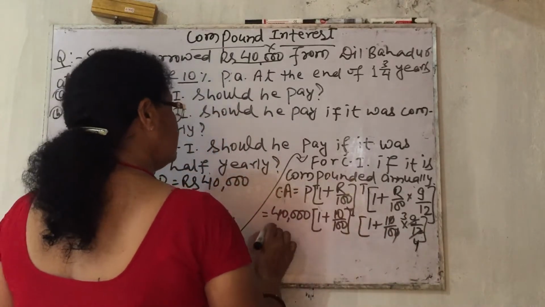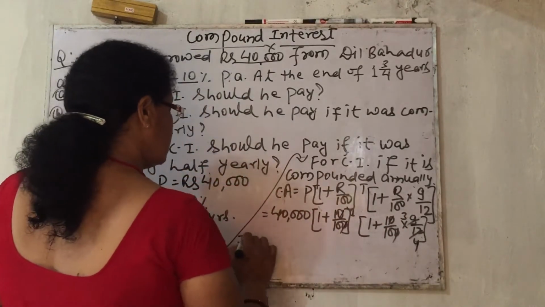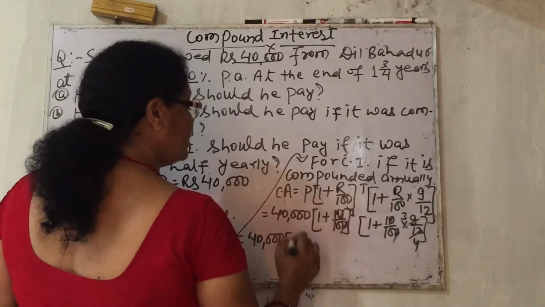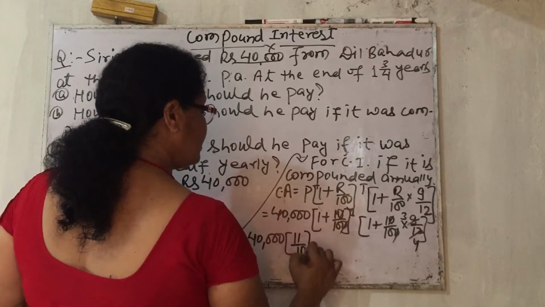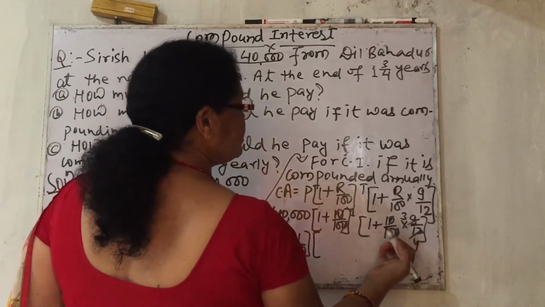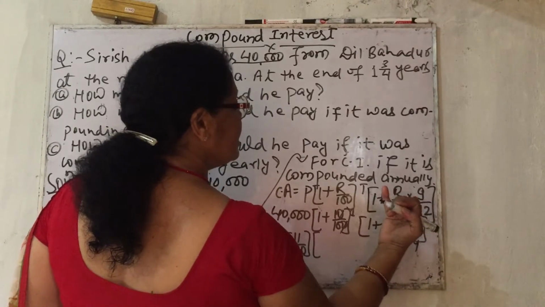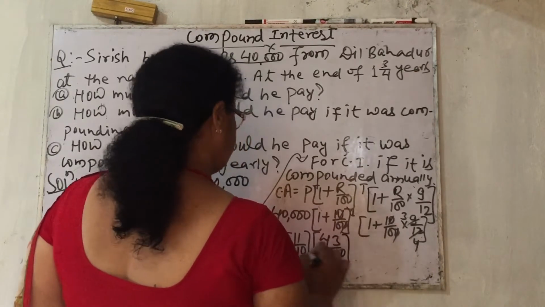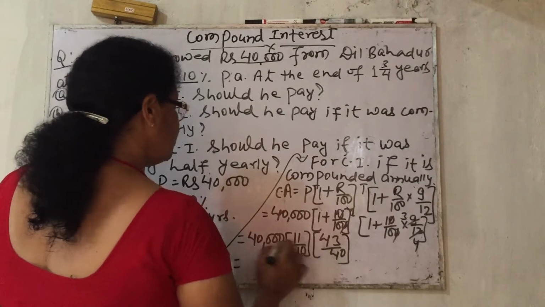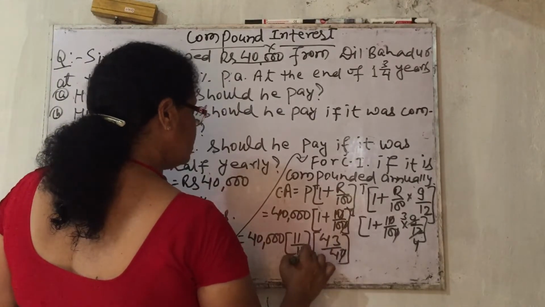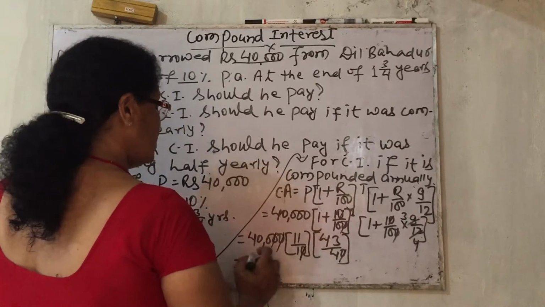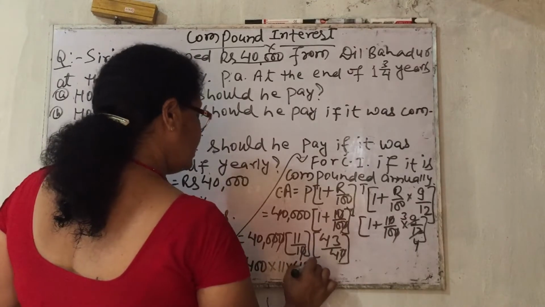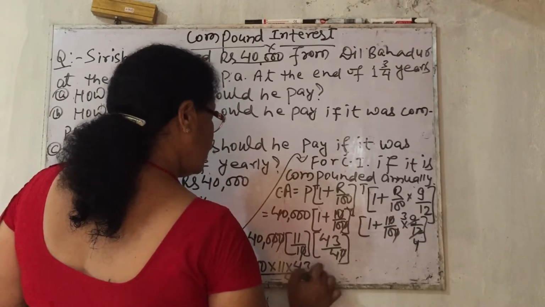So it became now, the zeros here also cancel, equal to 40,000, and here 10 and 1 are 11. 11 by 10 into, and here 10 4 are 40, 40 and 3 is 43. Altogether it is 43 by 40. Now it will be how much? The zeros cancel. Now let's multiply 400 into 11 into 43 and divided by 4.